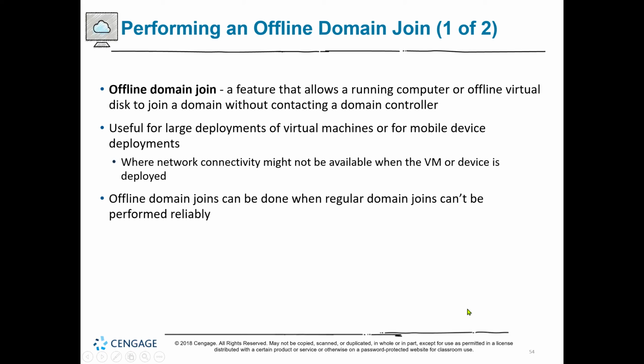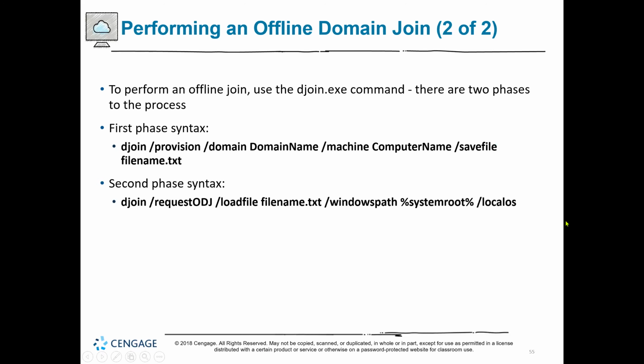Performing an offline domain join. Offline domain join is a feature that allows a running computer or offline virtual disk to join a domain without contacting a domain controller. This is useful for large deployments of virtual machines or mobile device deployments where network connectivity might not be available when the VM or device is deployed. Offline domain joins can be done when regular domain joins can't be performed reliably.